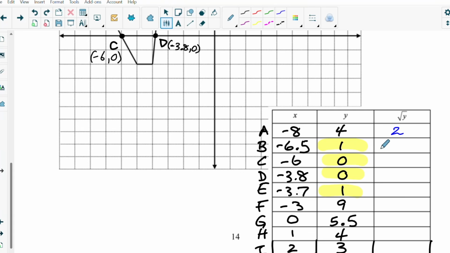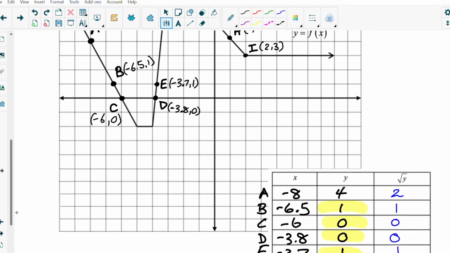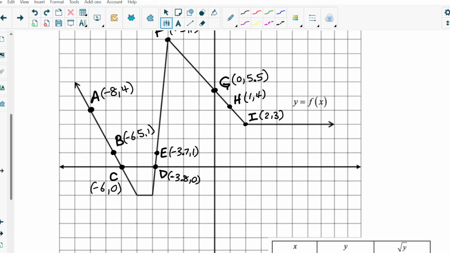Square root of y, this is 2. Square root of y, this is 1. Square root of y, this is 0. 0, 1. Square root of 9, that's 3. Square root of 5.5, that's roughly 2.3. Square root of 4 is 2. Square root of 3 is about 1.7. So roughly. Remember, we're graph sketching here. Okay, and then let's plot point A.